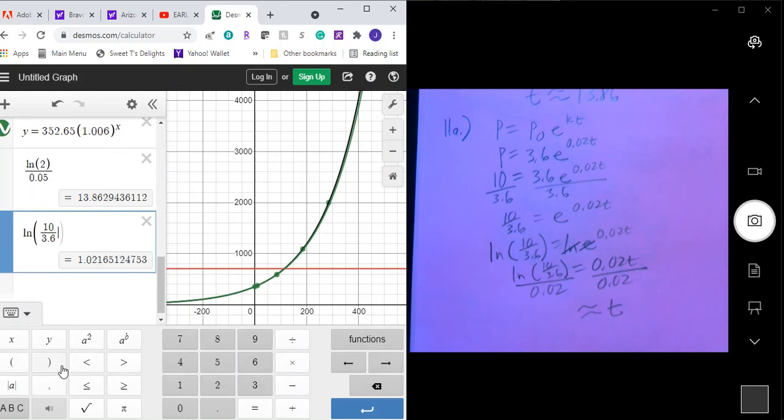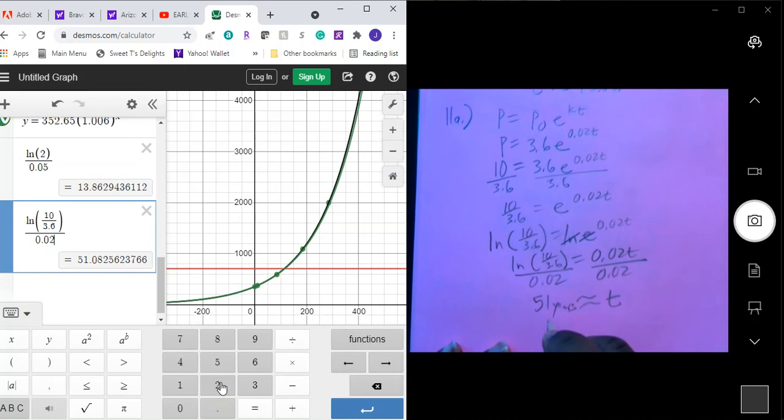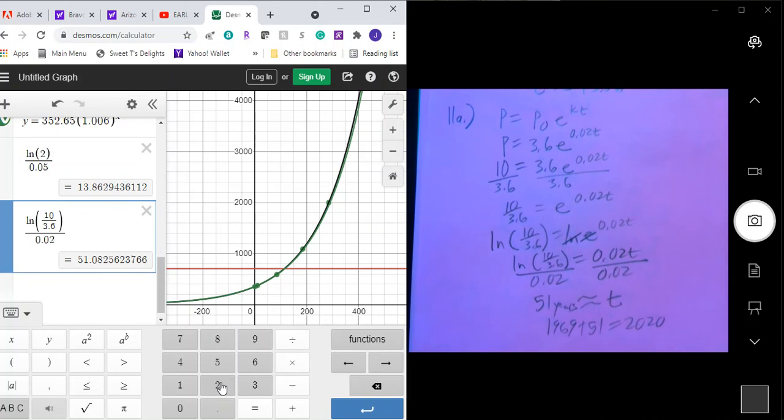Close that parenthesis. Then we will hit our division, and then that'll be divided by 0.02. And that will give us approximately, if we round to the nearest year, 51 years. So what we would do here is take 1969 plus 51, which should be 2020.